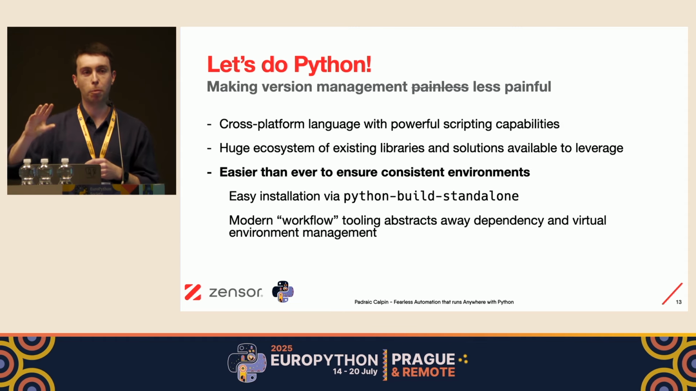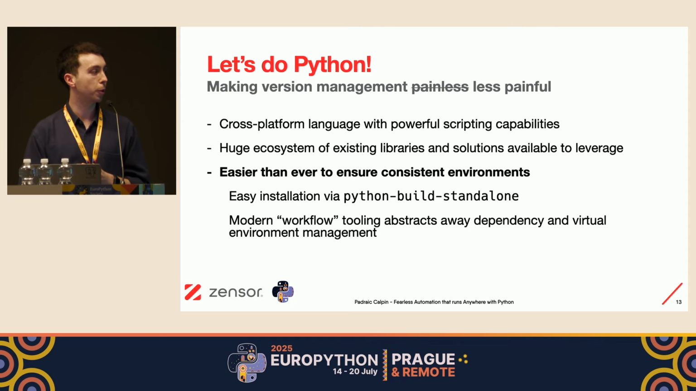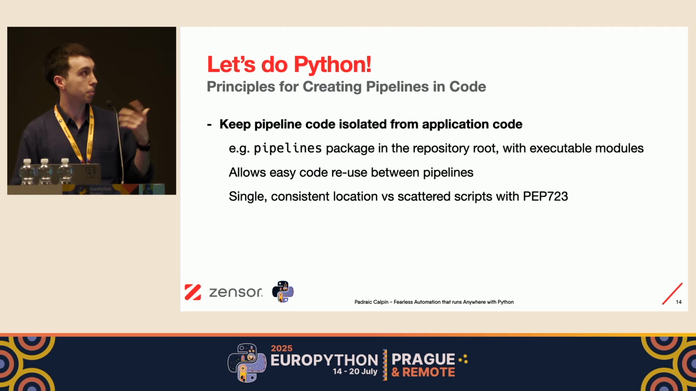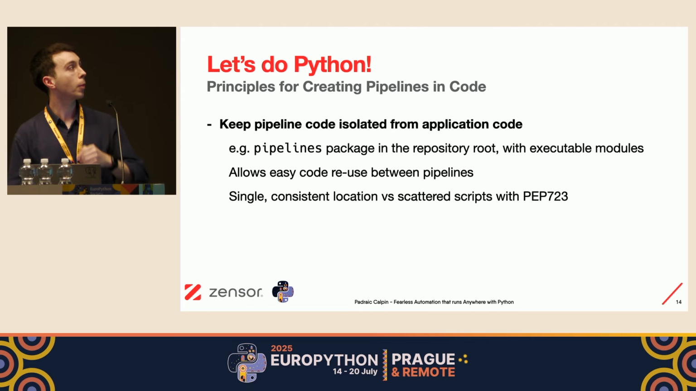So you don't have to care if you've got a virtual env, if it's activated, or where you're installing your dependencies. All of this is automatically handled for you. And it means it's, as I say, easier than ever to end up with a consistent, reproducible environment on your system. And this means Python is a great candidate for writing pipelines.